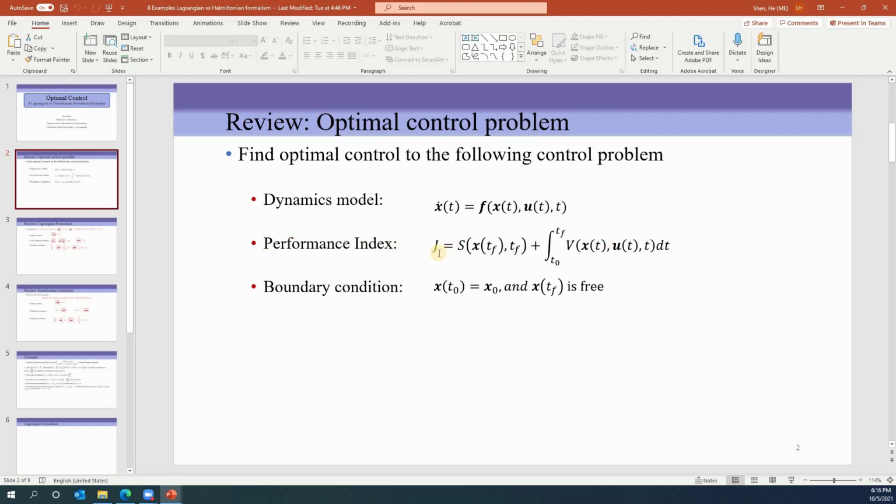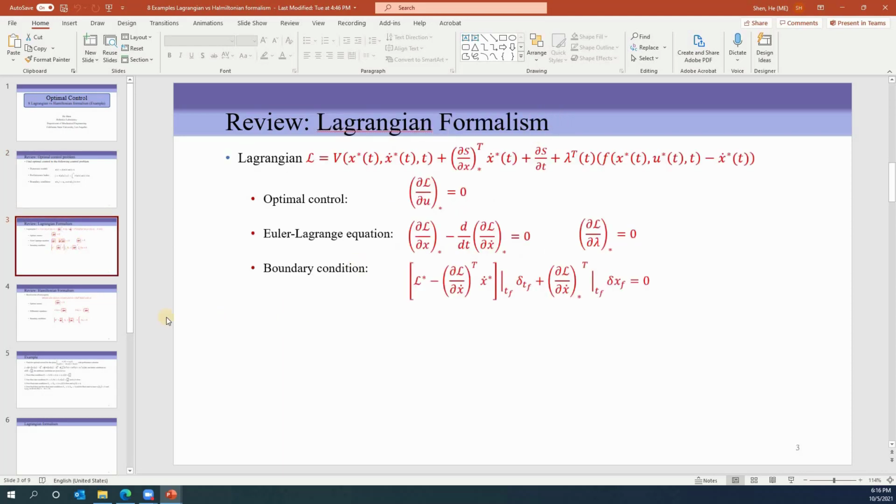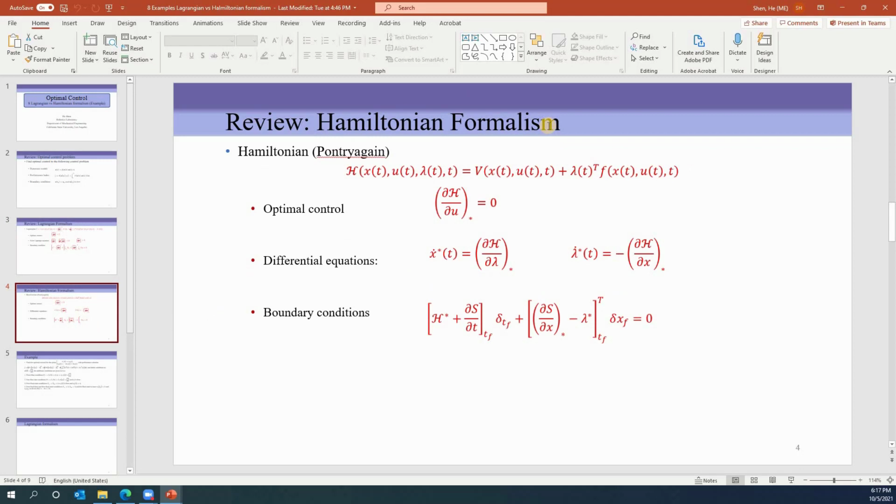And the performance index is given in this form, including the terminal cost function S and the integration cost. And the boundary conditions: the initial condition is at x0 and the final condition is free. So this is a general form of the optimal control problem that we have been dealing with. And so far we learned 2 different methods. One is called the Lagrangian formalism, and the other one is the Hamiltonian formalism. Hamiltonian formalism is also called the Pontryagin principle.